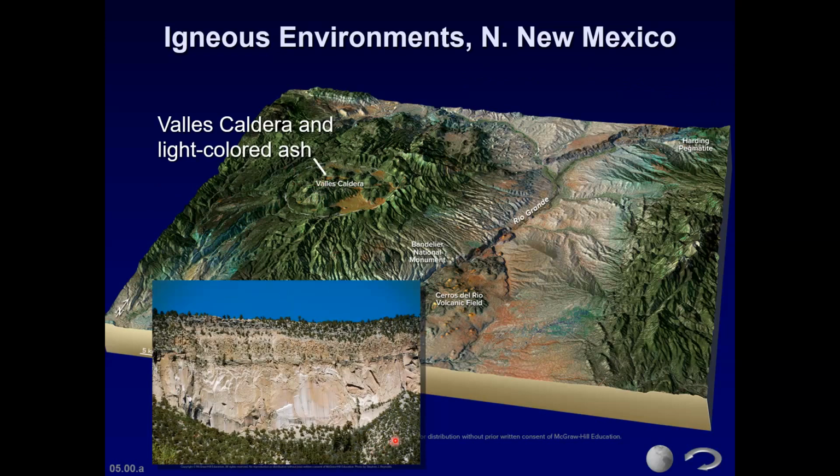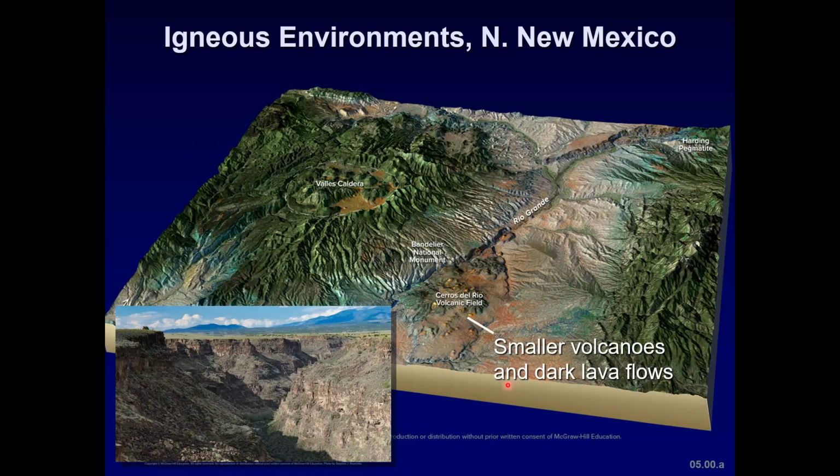Here's kind of a landscape view. The green areas in this diagram are the high points. The Rio Grande River is to the right. I have it here. We have a lower valley surrounded by high mountains on either side. There are smaller volcanoes and dark lava flows also represented here.